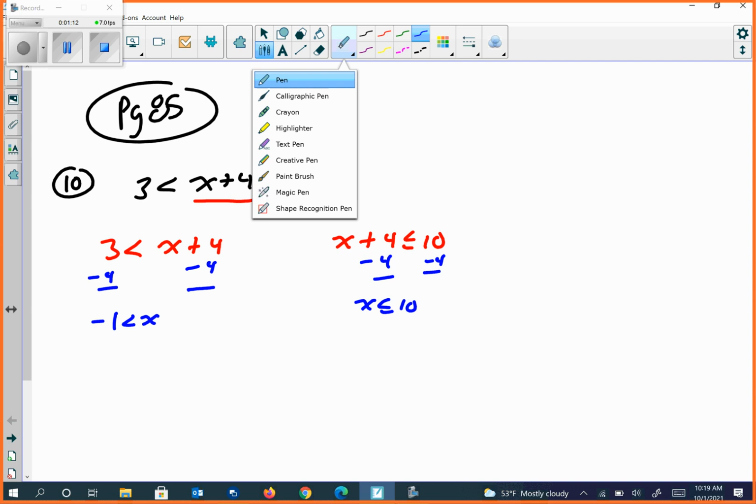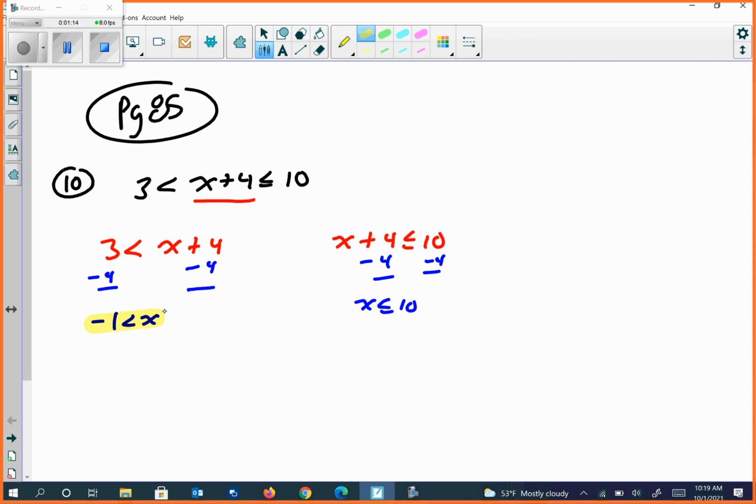Now it's a really good idea right now to go ahead and put that back together. When it's an and problem like this, you want to put it back together. The nice thing is when you put it back together, the x is already in the right location.